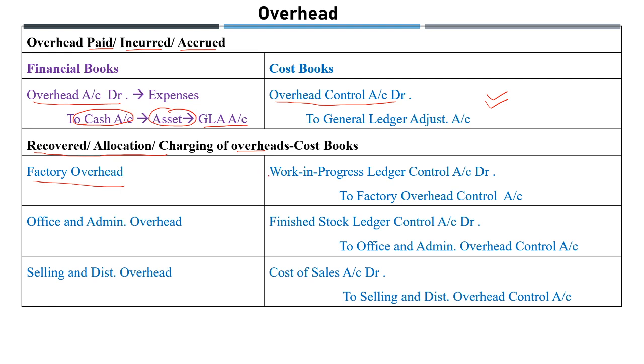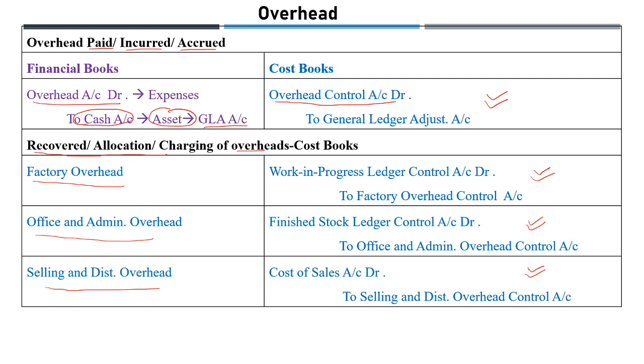So in place of production, we debit WIP ledger control account, debit to factory overhead ledger control, factory overhead control account. When we charge office and admin overhead, they are charged to finished stock. So our entry is finished stock ledger control account, debit to office and admin overhead control account. And the selling and distribution overhead is charged to cost of sales. So our entry is cost of sales account, debit to selling and distribution overhead control account.